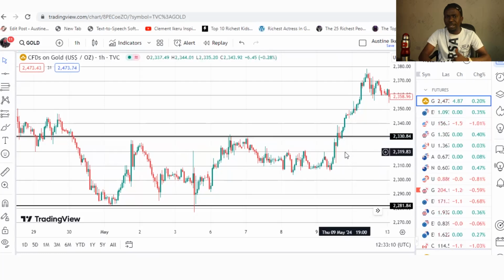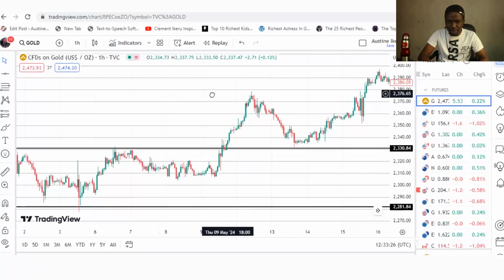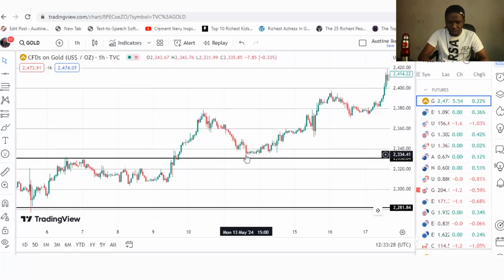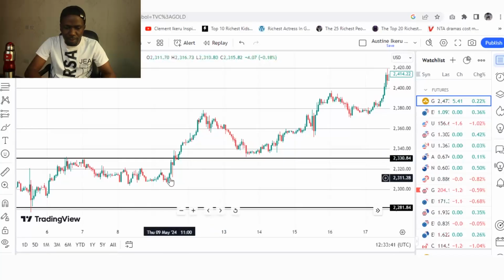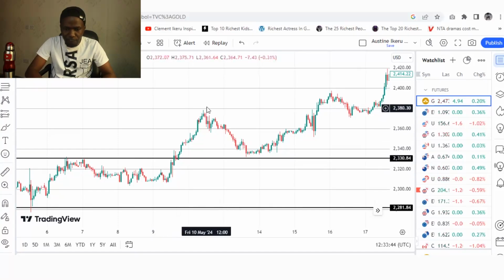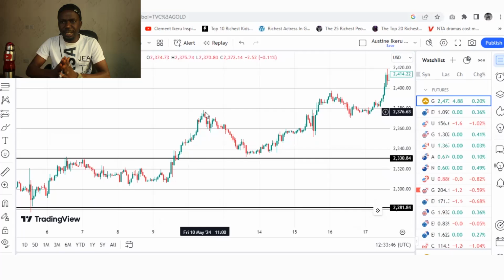So this is what we call the breakout of a resistance level, right? You can clearly see the breakout. The price finally broke above the resistance level and an uptrend began. So this is the new uptrend that just began. After the breakout, the price came back again to retest the resistance level, right? And like I said in my previous videos, when a resistance level is broken, that resistance level automatically becomes what? A support level.